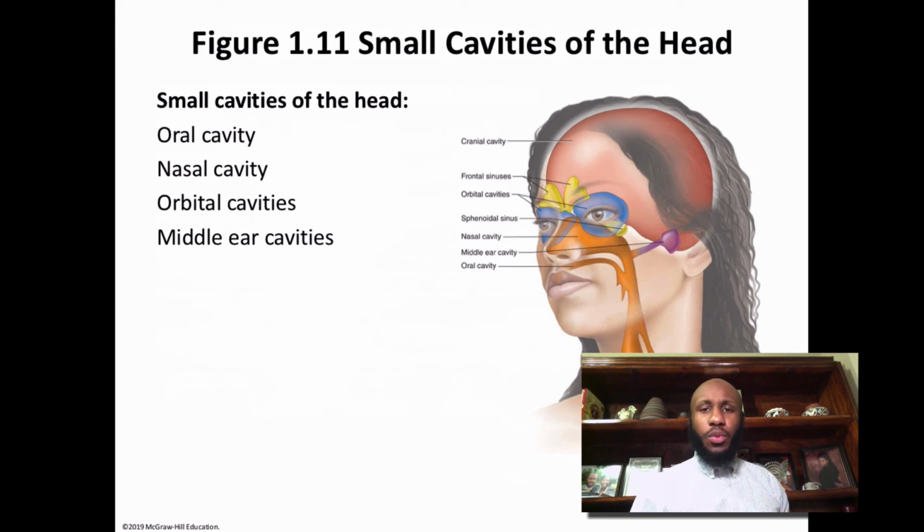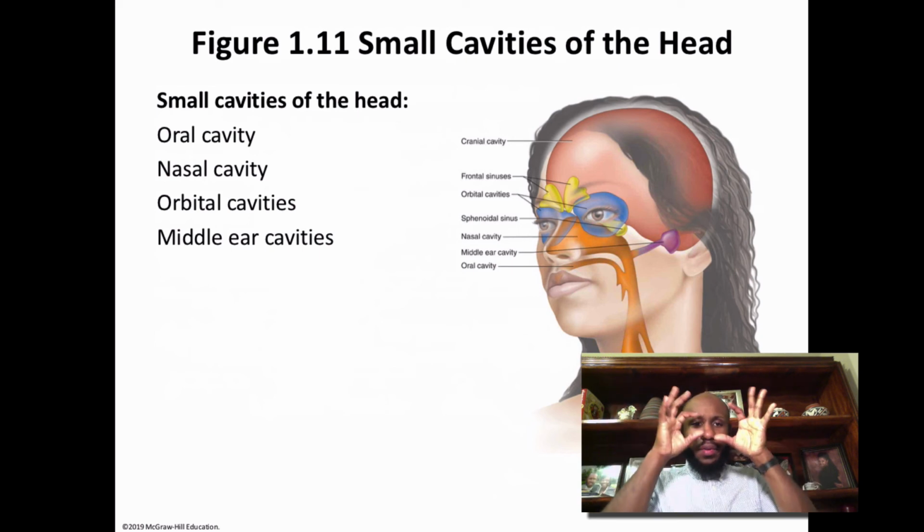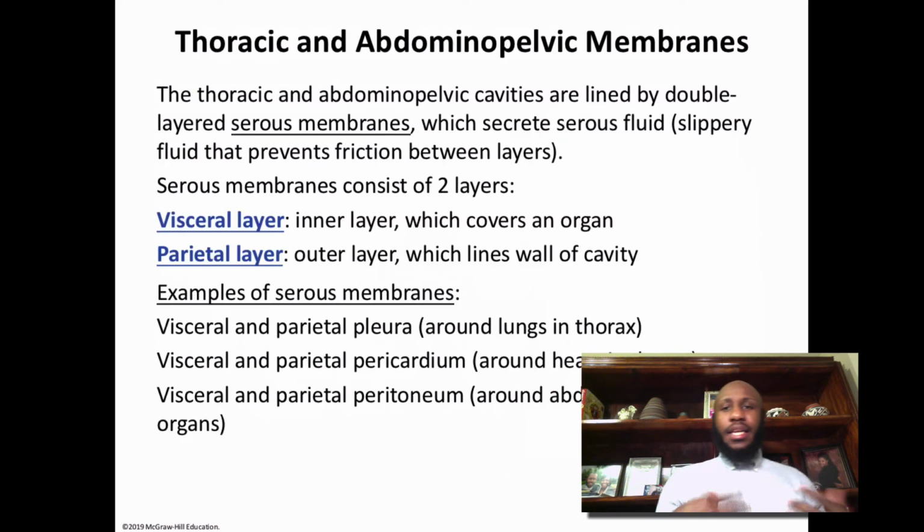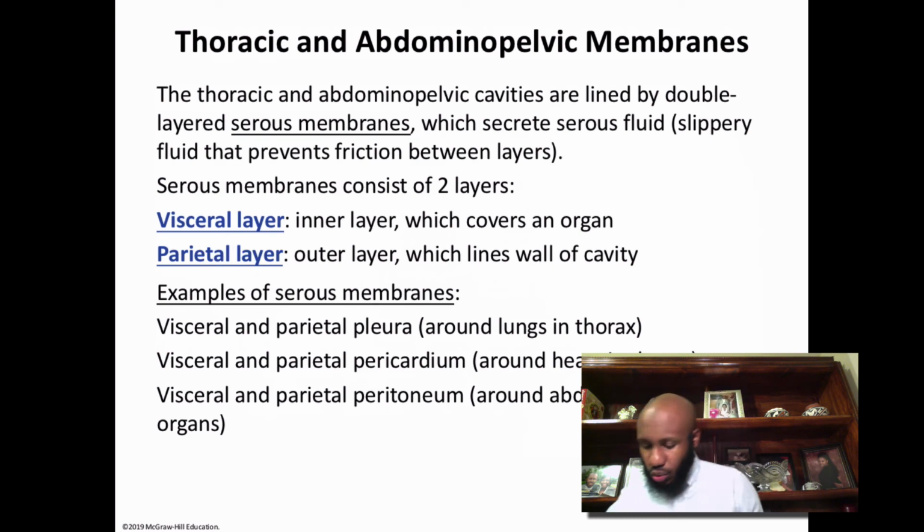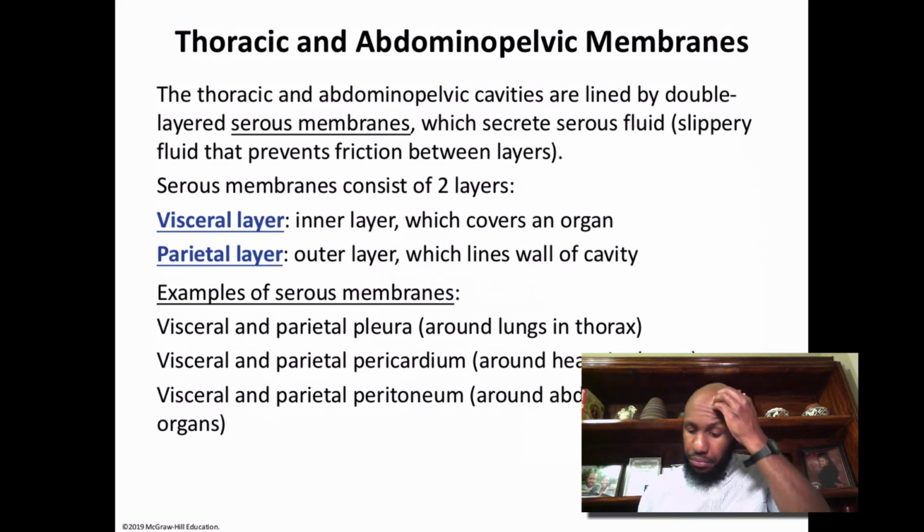And I won't deal so much with the small cavities of the head, such as the middle ear cavity, the orbital cavities, the nasal, and the oral cavity. But I did all of those to get to the thoracic and abdominopelvic membranes. This is where it gets quite important. These serous membranes that you will find in your textbook beginning on page 22 are majorly important. These serous membranes secrete that slippery serous fluid.